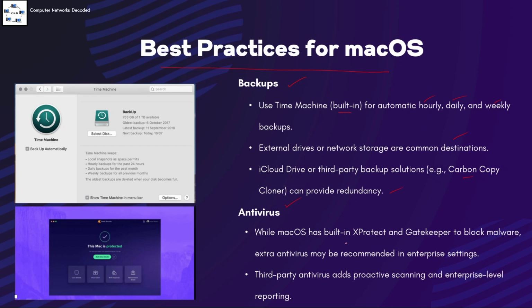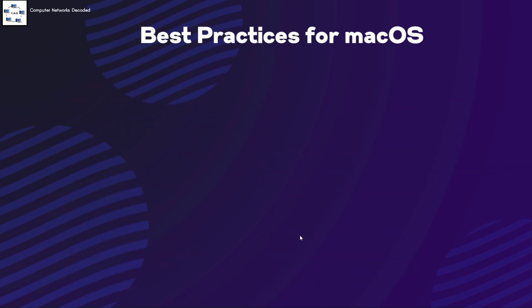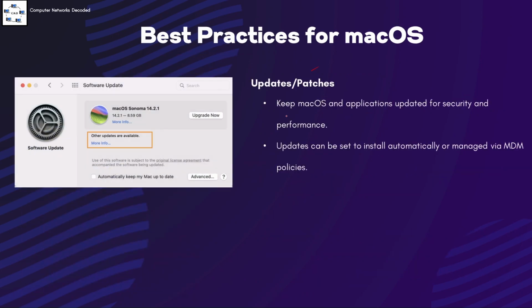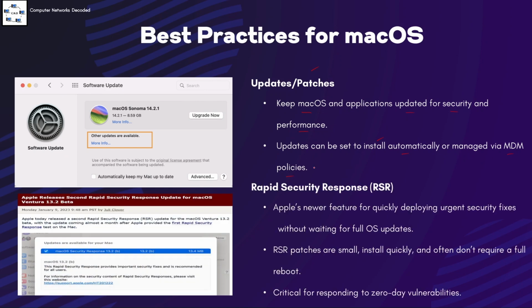Antivirus. While macOS has built-in XProtect and Gatekeeper to block malware, extra antivirus may be recommended in enterprise settings. Third-party antivirus adds proactive scanning and enterprise-level reporting. Updates and patches: keep macOS and applications updated for security and performance. Updates can be set to install automatically or managed via mobile device management policies.